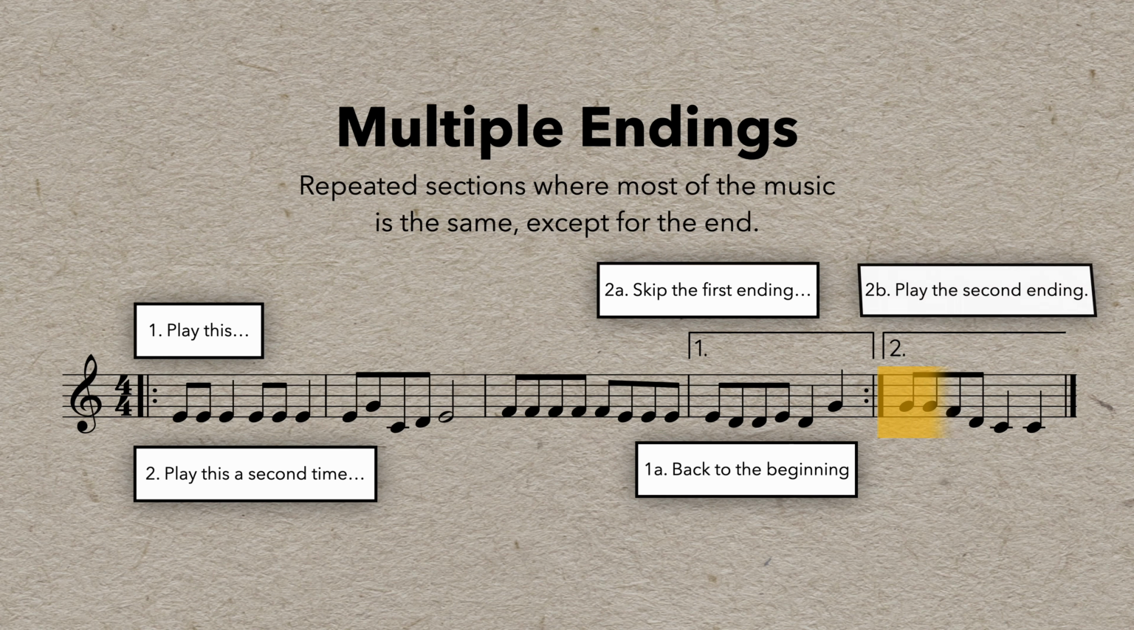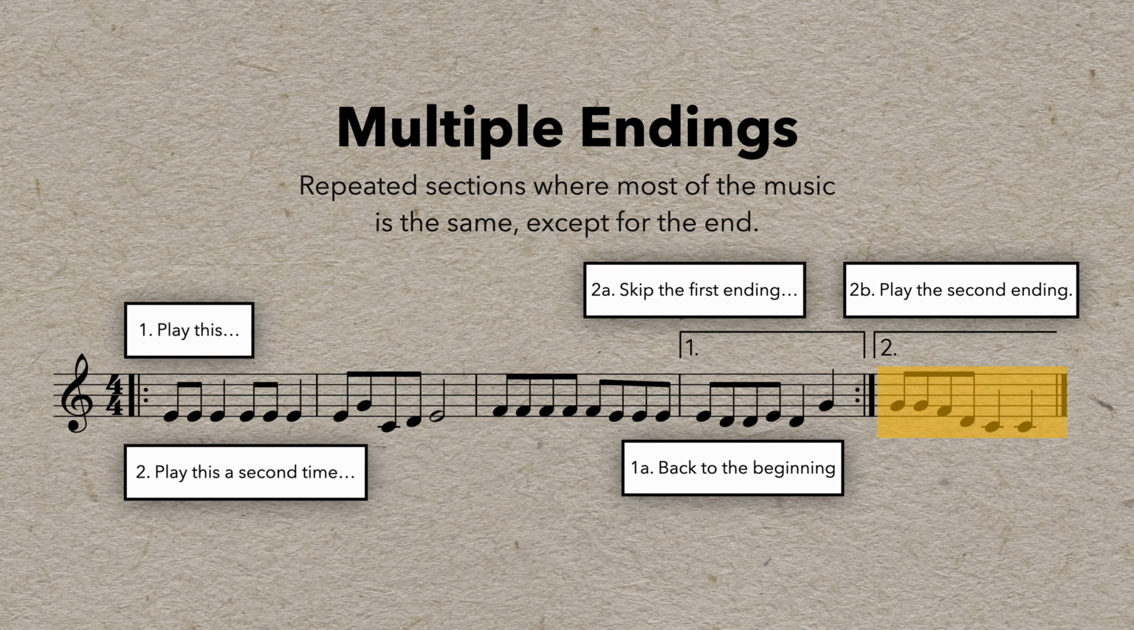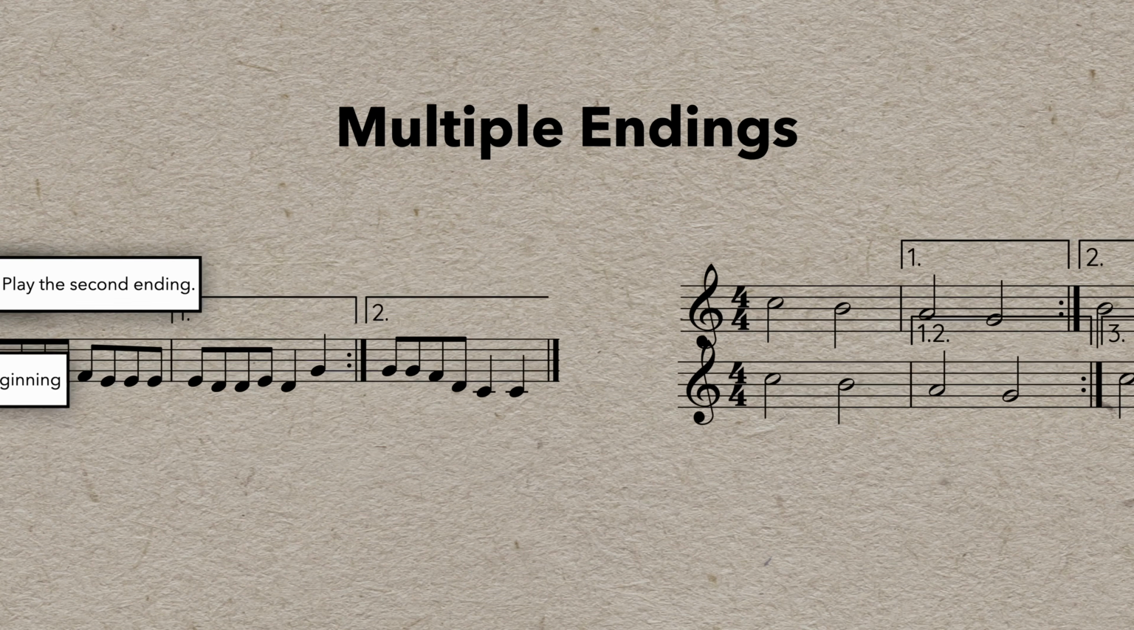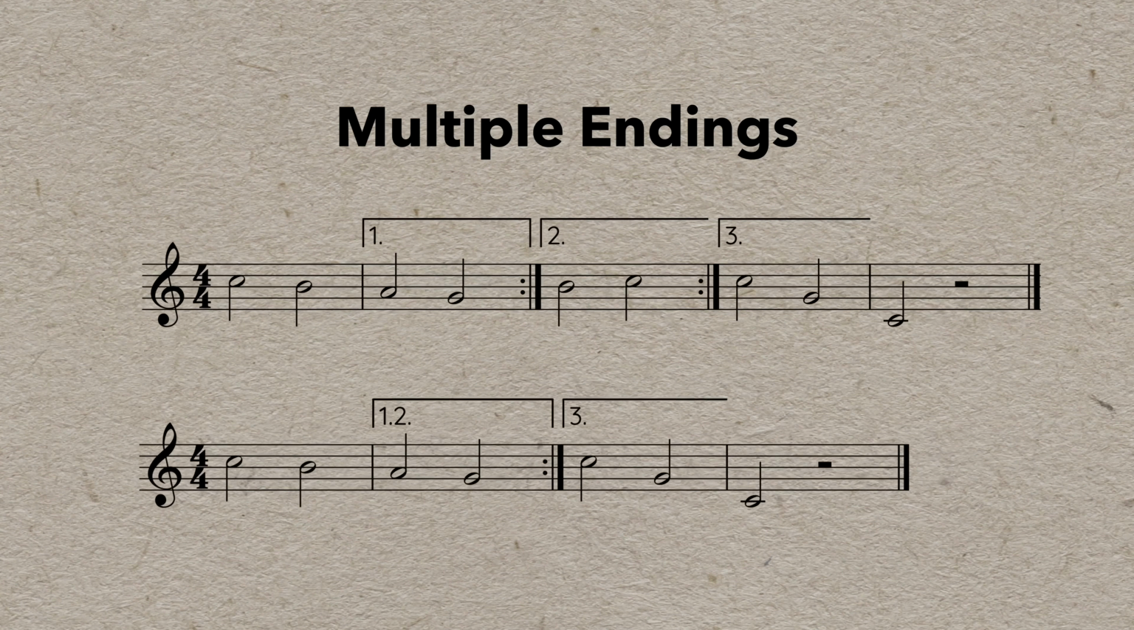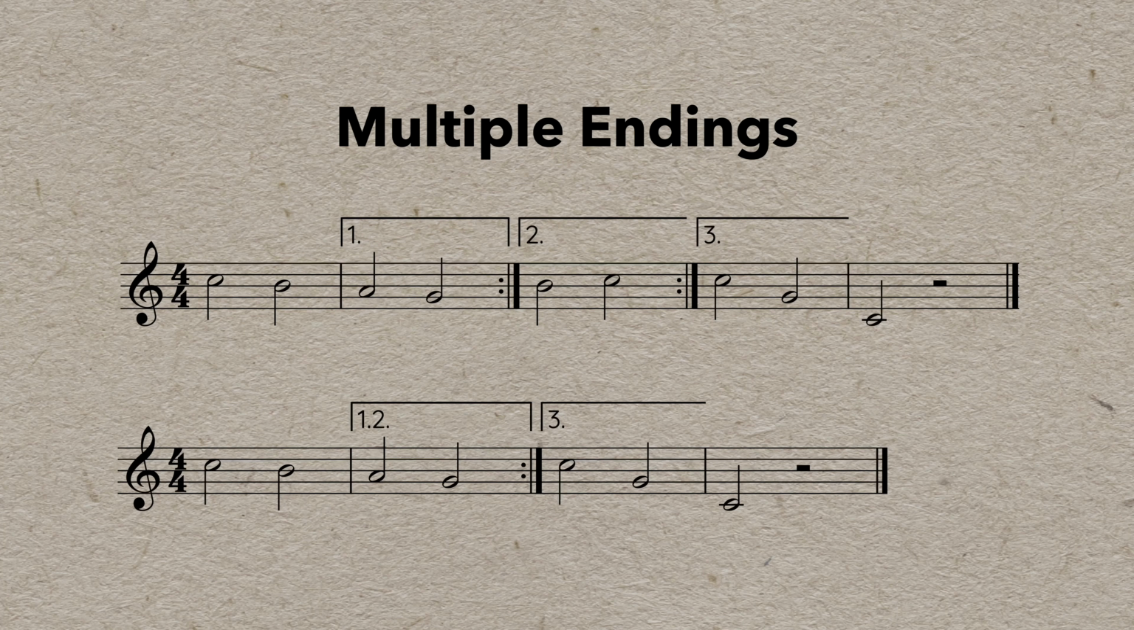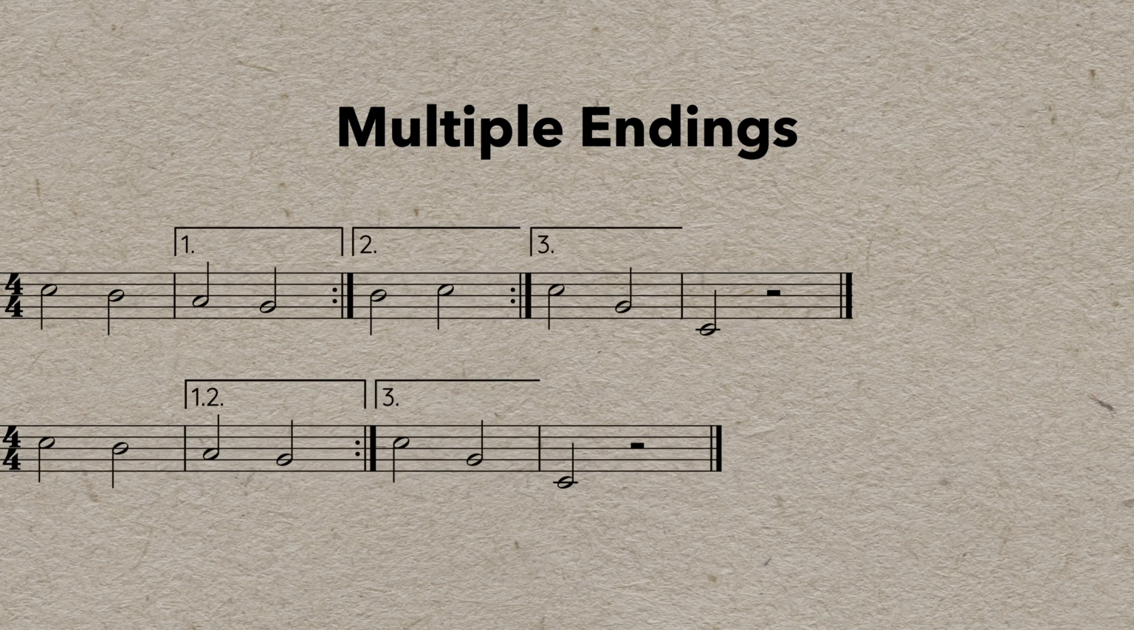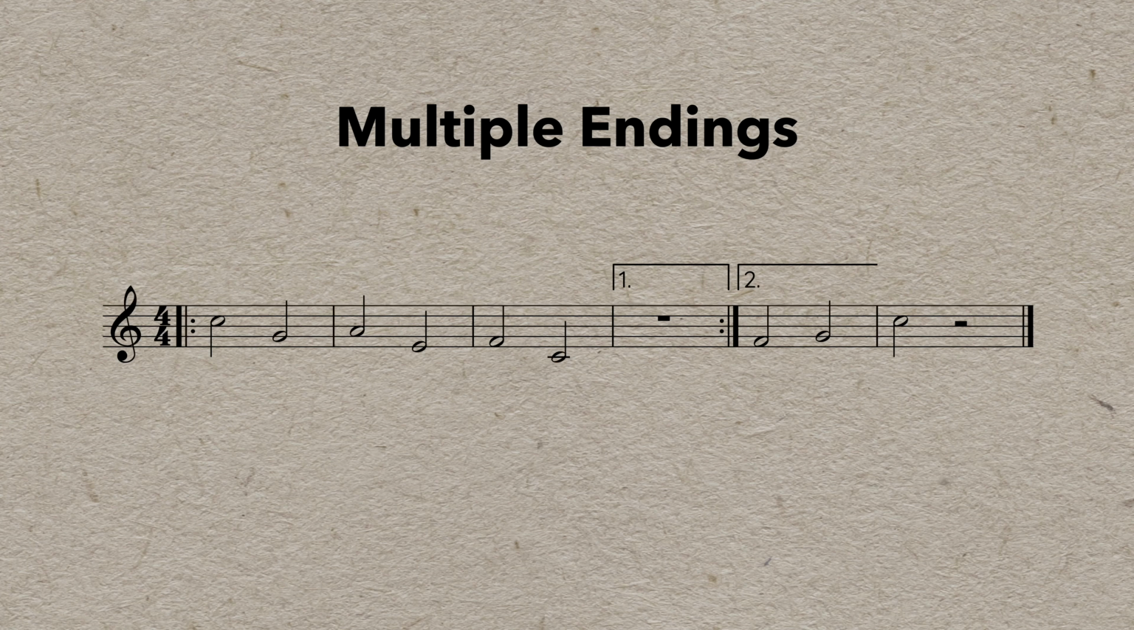Then skip the first ending and play the second ending. It's also possible to have additional repeats and endings, and they work exactly like you'd expect them to. Just repeat back as many times as necessary and play the appropriate ending each time. Similarly to before, you may see these endings combined with directions like play first time or second time only, and the composer will just write out what they want in text.